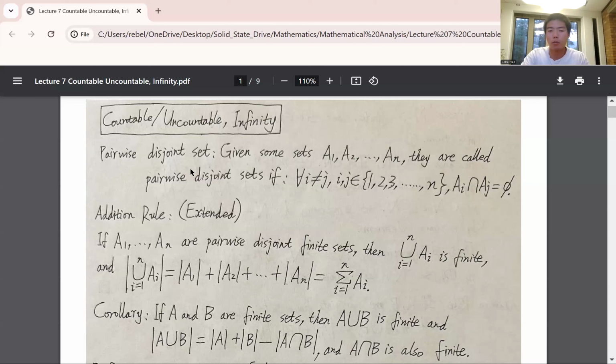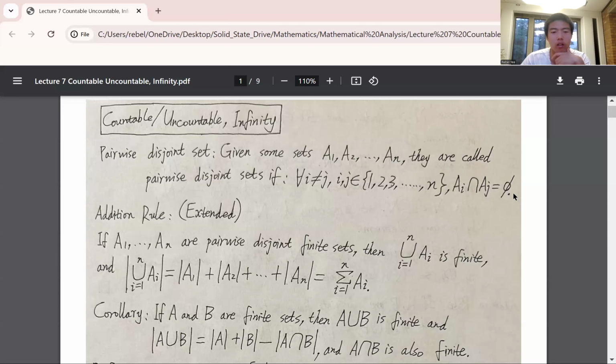We will remember in previous lectures, we probably talked about pairwise disjoint sets, which is like given some sets A1, A2, ..., AN. We say this collection of sets is pairwise disjoint if for all i not equal to j, Ai intersect Aj is an empty set. This is what we maybe saw before, so I want to recover it today.